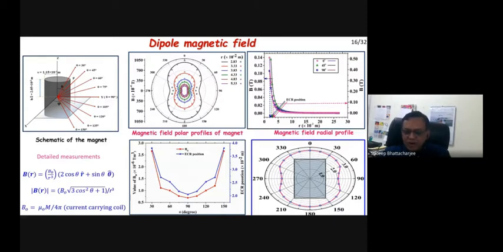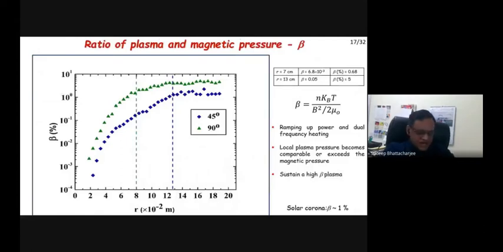The figure on the bottom right-hand corner is a polar profile of the ECR position. You can imagine that if you rotate this pink color line in 3D, you get an ECR surface. So around the magnet, there is an ECR surface present. Now let's look at the ratio of plasma and magnetic pressure, which I talked about, the plasma beta. What I have plotted here, R is the distance from the center of the magnet to about 20 centimeter, which is the length of the plasma.